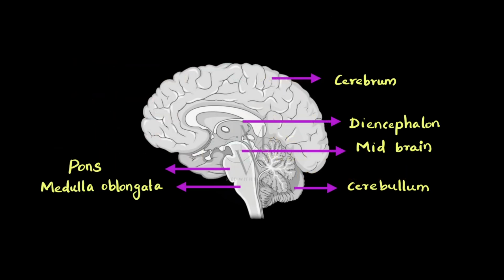Just take a look at this diagram. This portion is called the brainstem. In the brainstem, what do we have? We have midbrain, pons and medulla oblongata. And we have cerebrum, diencephalon, midbrain, pons, medulla oblongata and cerebellum.